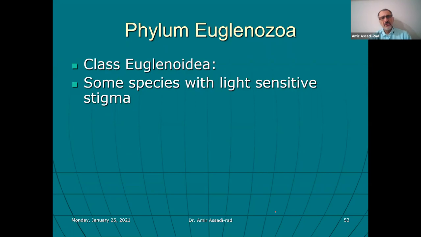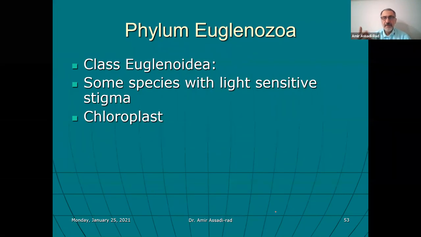So phylum Euglenozoa, class Euglenidia, some species with light sensitive stigma. Light sensitive means they detect light. They cannot see, but they have stigma that can detect light. And guess what they need that light for? Photosynthesis. They have chloroplast, the organism Euglena, but not all of the members of Euglenozoa have chloroplast. Euglena does. They have light sensitive structures called stigma.